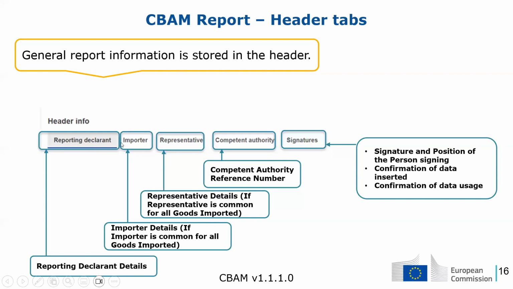The second tab is related to the importer details, if the importer is common for all the goods imported. The third tab is the representative details, if the representative is common for all goods imported. The fourth tab is related to the competent authority reference number. And the fifth tab is allocated to the signatures, which are mandatory for you to sign in order for the CBAM report to be valid.